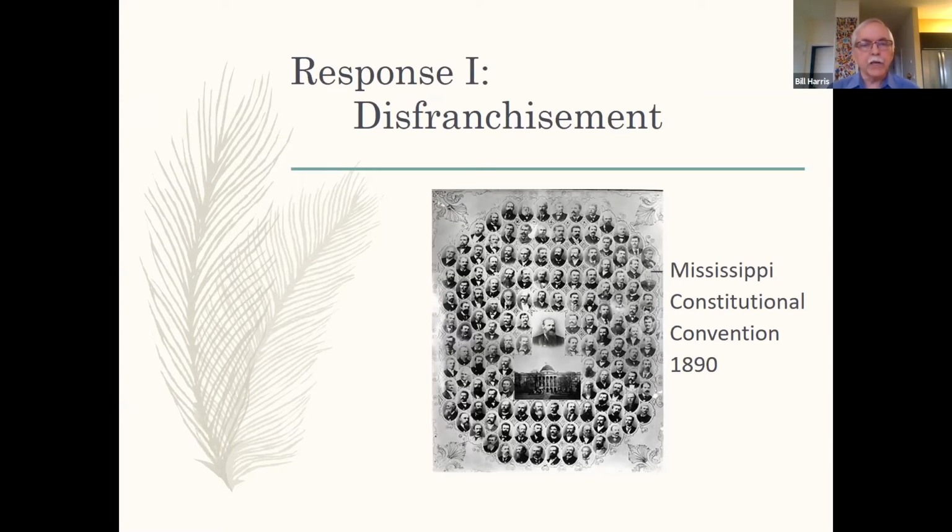One way was disfranchisement, taking away the right to vote from blacks. And here we see the pictures of the men who made up the Mississippi Constitutional Convention of 1890, which was the first state to formally start passing amendments to their own constitution to try to eliminate black voters. If you look very carefully, there is one black face in this picture. Otherwise, it's all white men in a state where the majority of population was African American. Next slide, please.